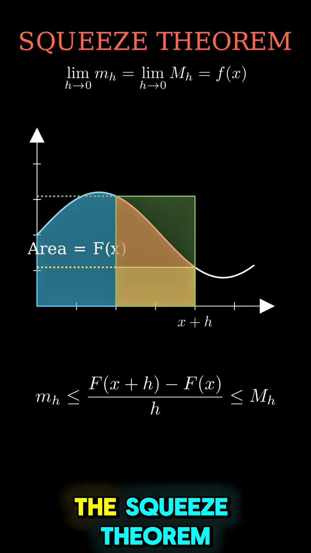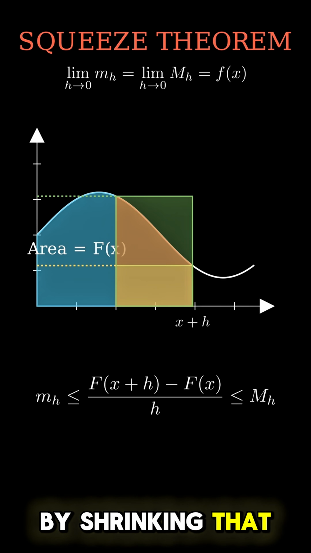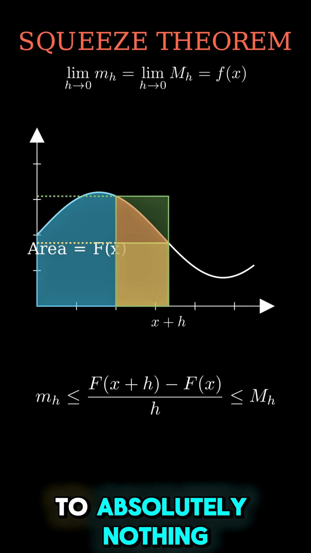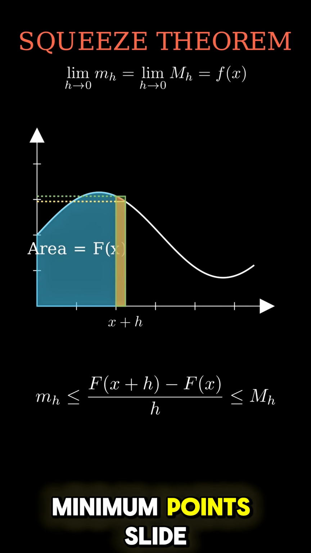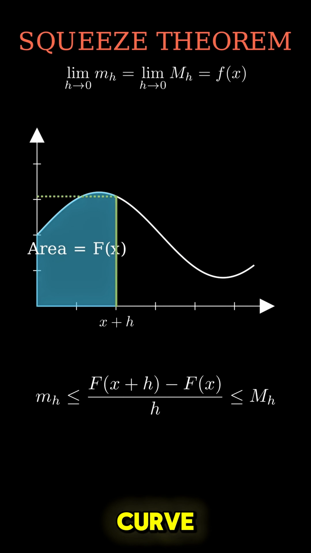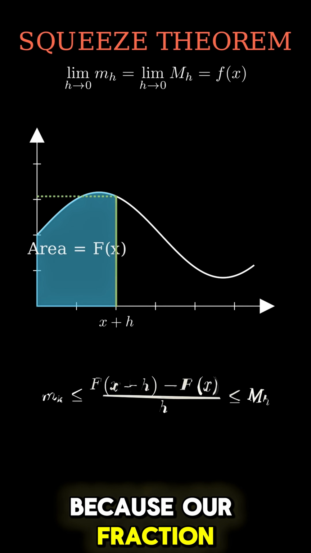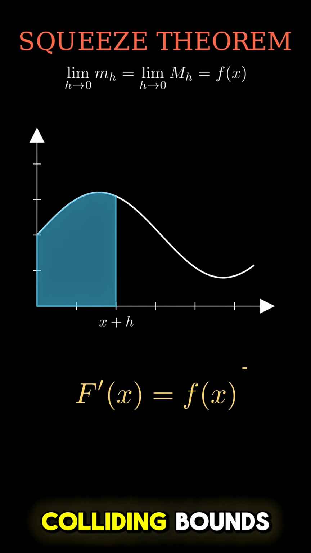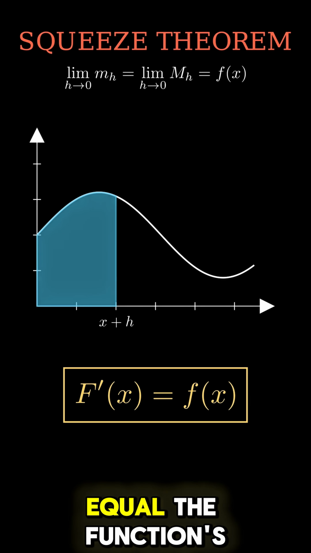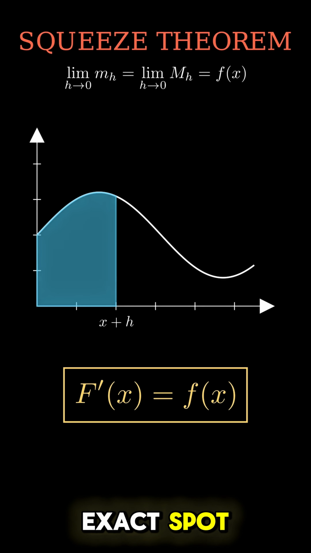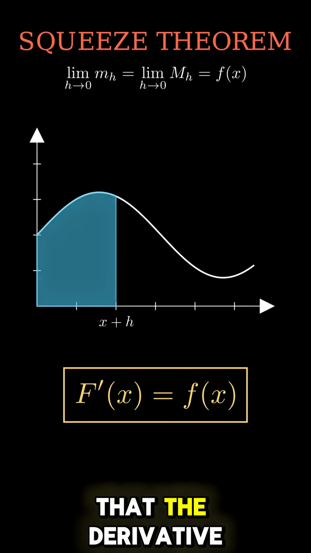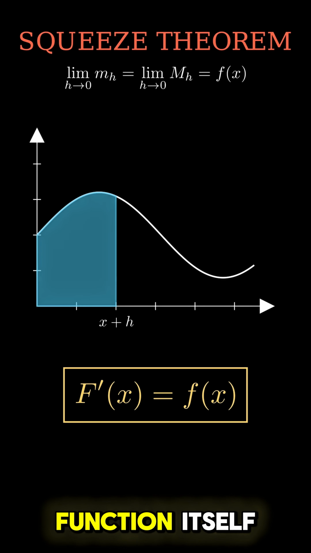Now, we invoke the squeeze theorem by shrinking that forward step down to absolutely nothing. The maximum and minimum points slide along the continuous curve until they physically crash into the exact same point. Because our fraction is forever trapped between these two colliding bounds, it's forced to equal the function's height at that exact spot. This rigorously proves that the derivative of the area is simply the function itself.